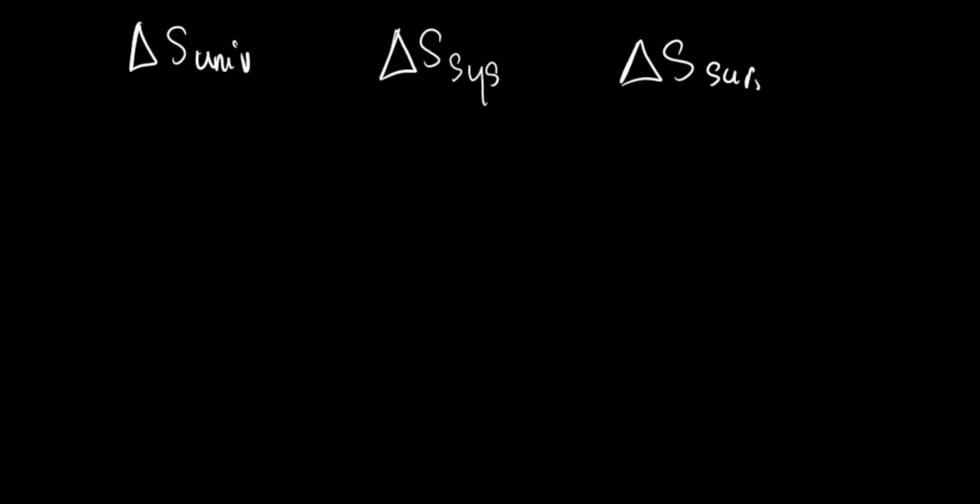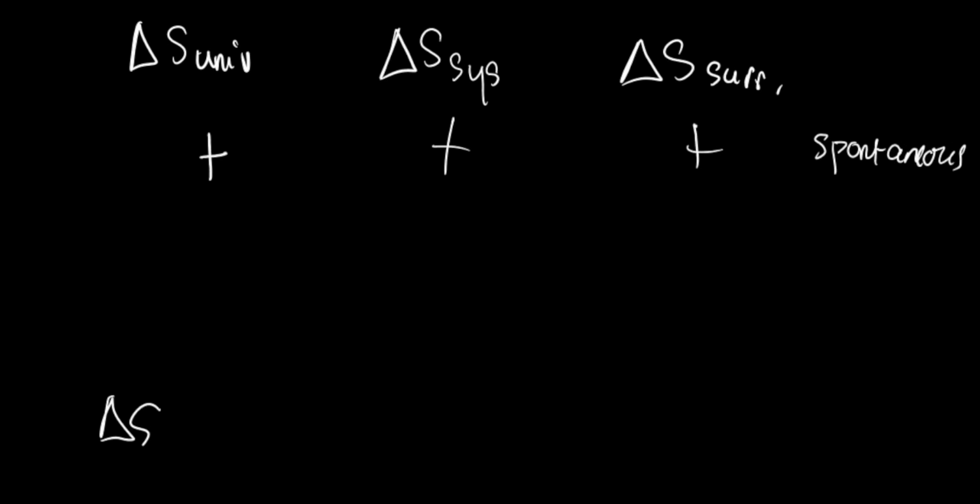Okay, so we have the change in entropy of the universe, then we have the change in entropy of the system, and then we have the change in entropy of the surrounding. When the change in entropy of the system is positive and the change in entropy of the surrounding is positive, it implies that the change in entropy of the universe is going to be positive, and such a reaction is going to be spontaneous.